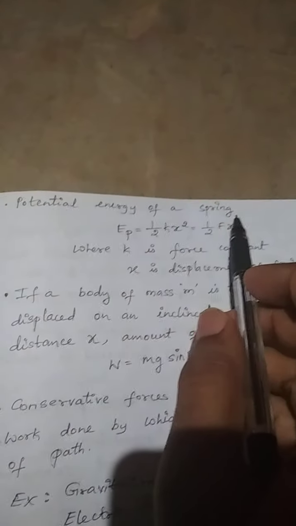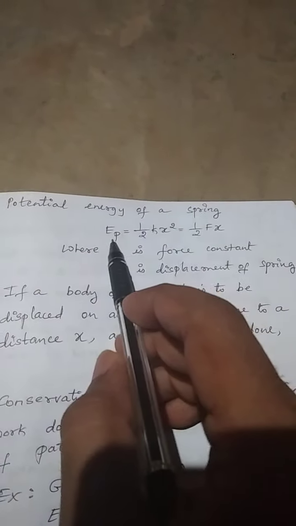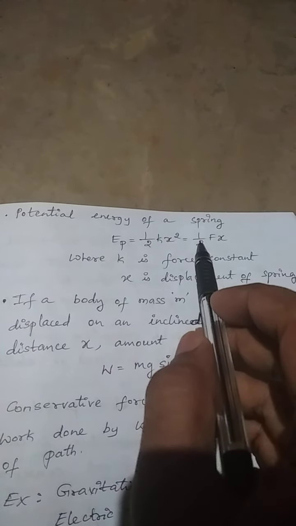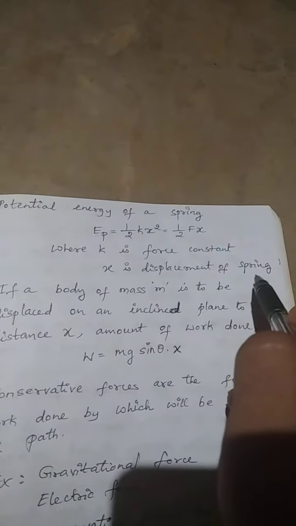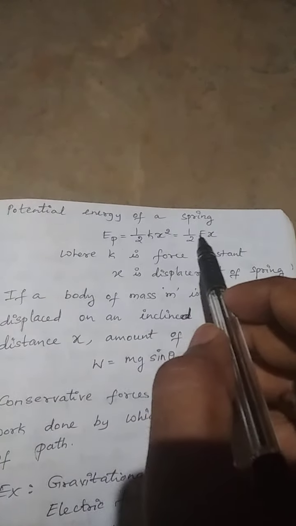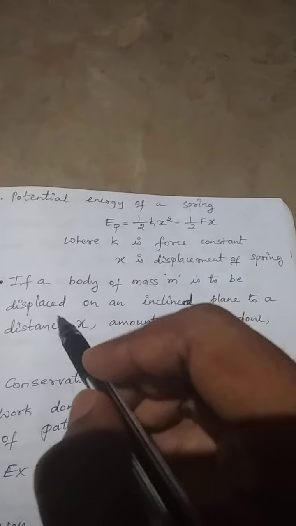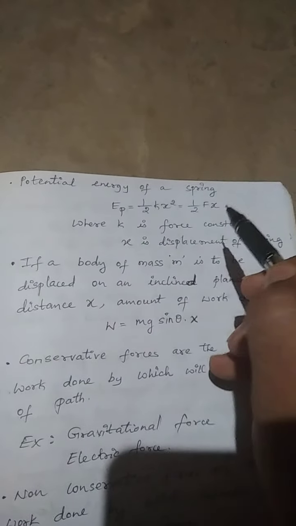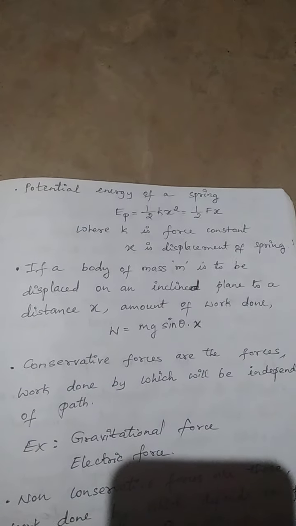Yes, next is potential energy of a spring, EP equal to half kx square, or it is equal to half Fx. K is force constant, x is displacement of the spring, and F is force here. Okay, force. Remember this equation also. This is exclusively for a displaced spring.